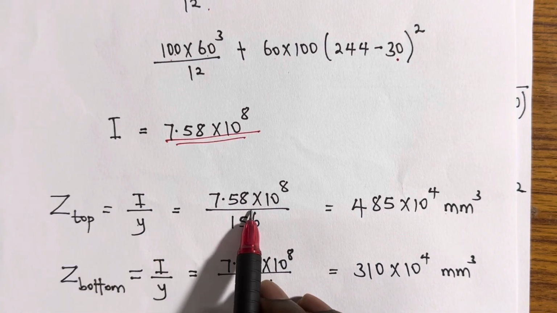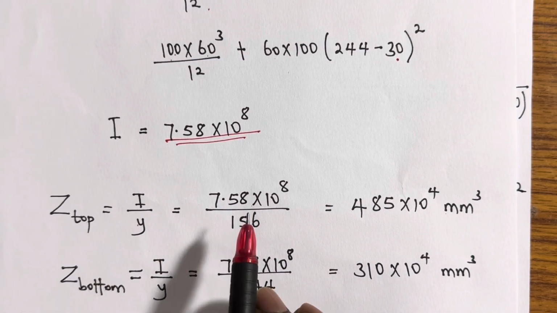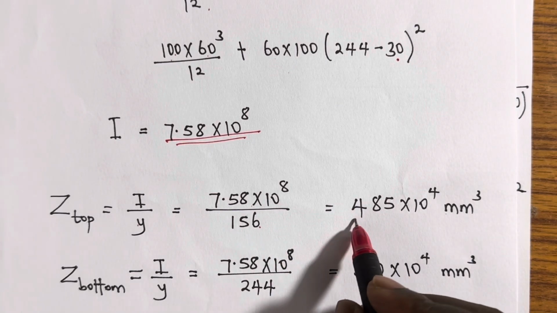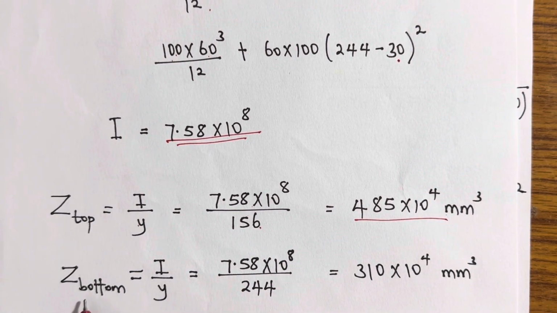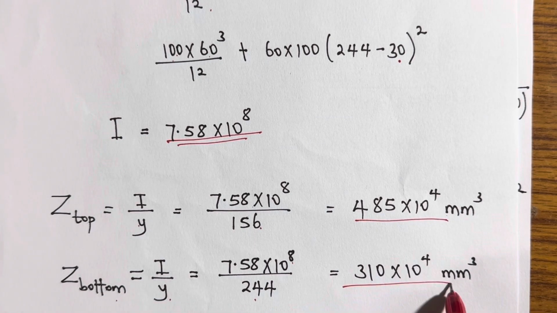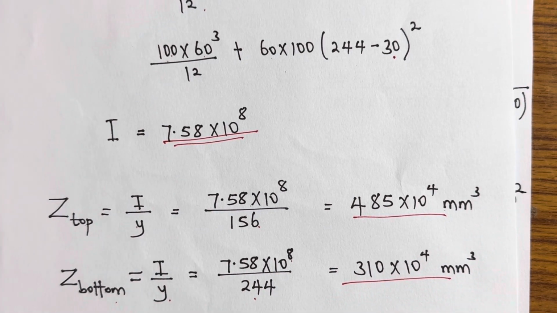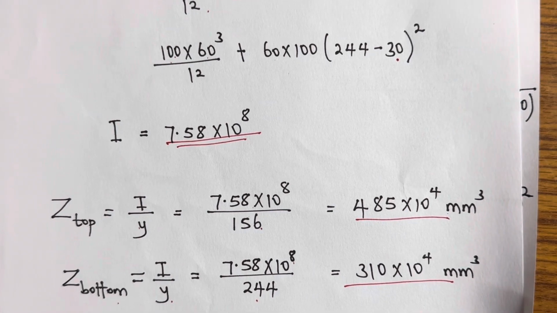So you realize that the value of I remains the same, but Y from the top is 156. Okay, so you get this answer, cube. Then Z from the bottom is I divided by Y. So I is the same, divided by Y from the bottom, which is 244. So you get this. Up to this point, I believe that it's well explained. Now, we are going to utilize all these things that we were finding to help us solve our question completely and amicably.